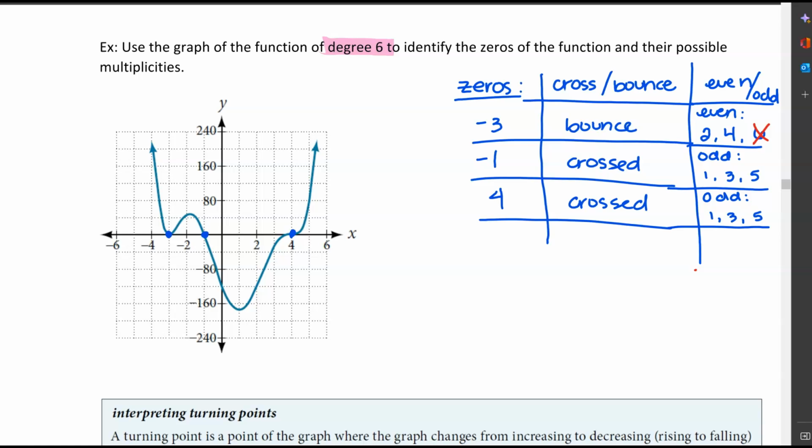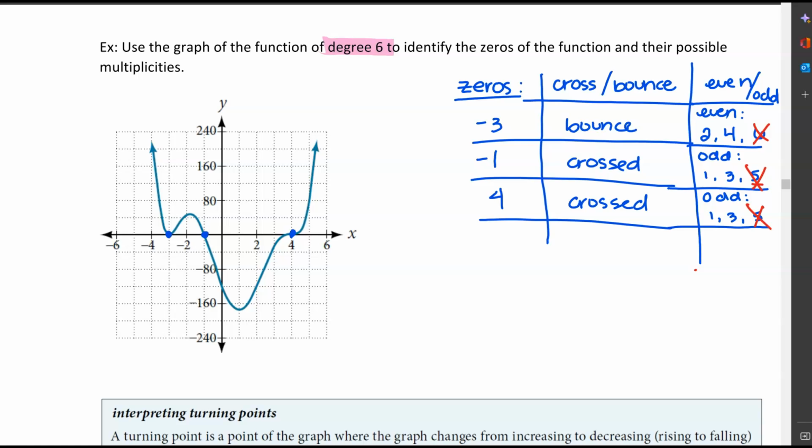Because we have 5, that means that if this one was a multiplicity of 5, then this one could not be a multiplicity of 2. Right? Because of my degrees. So 5 doesn't make sense either. So really this is what we're left with. There's some type of combination here.